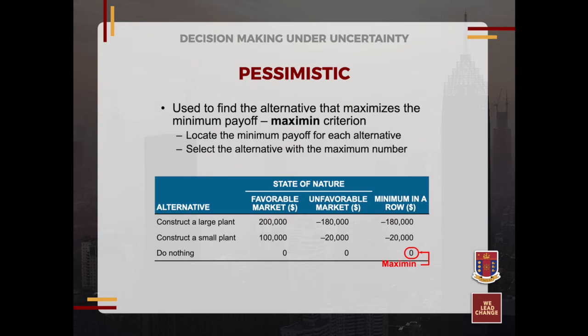Now, out of all these values, which would be the maximum? Since 0 is greater than a negative, we choose 0, and 0 is our maximin. Since 0 is the payoff that we've chosen, this corresponds to the alternative do nothing. And so for a pessimistic approach, the alternative to choose is to do nothing.